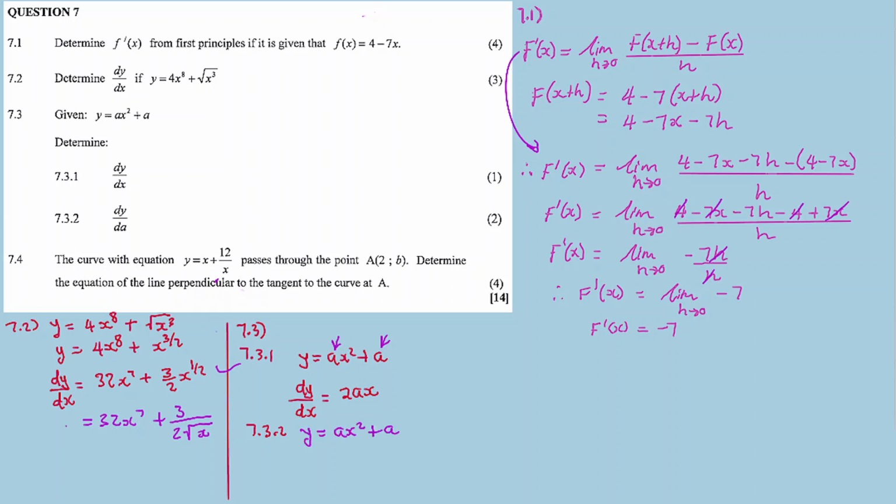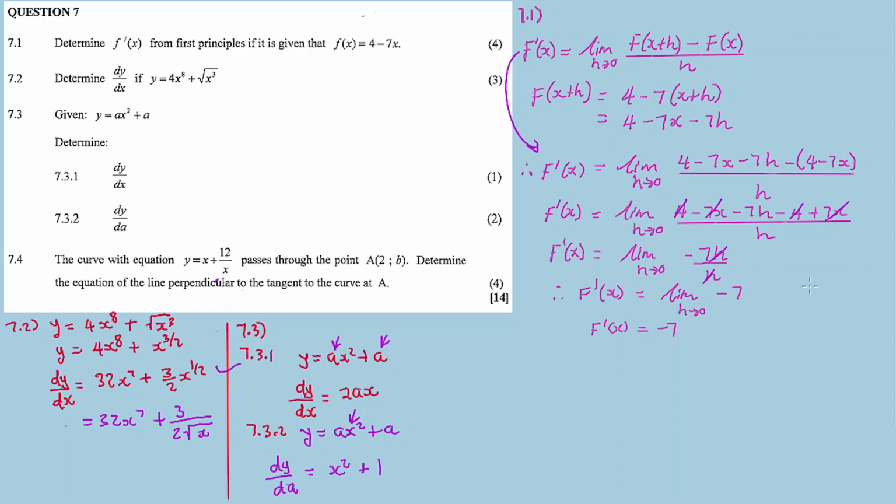Again, we use the given equation to find dy over dA. Now we are differentiating with respect to a, meaning x is our constant again. So what's the derivative of a? It will be 1, and then the derivative of a x squared. Remember, x squared is a constant. It means that it's going to be x squared. So the derivative of a x squared is going to be x squared plus 1. The derivative of a is plus 1.